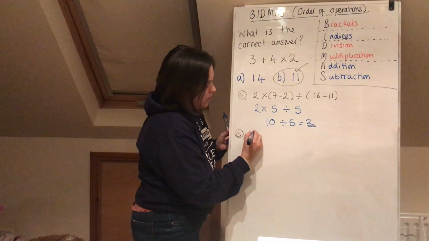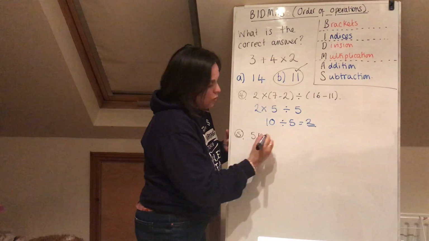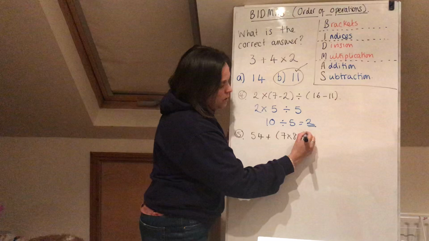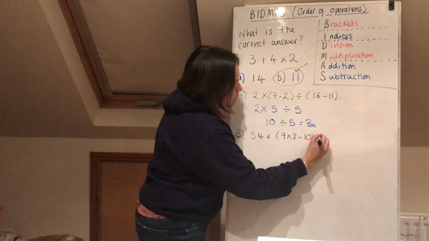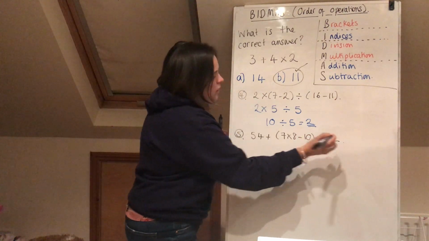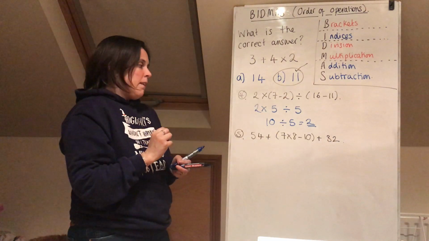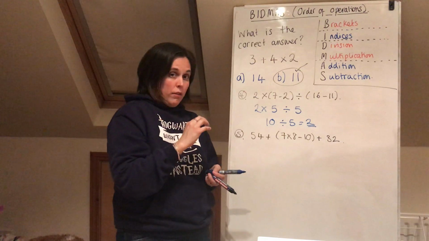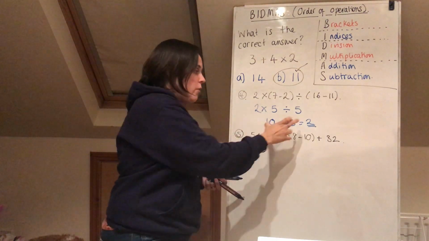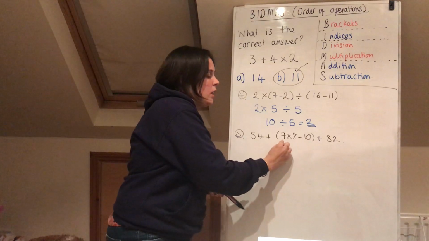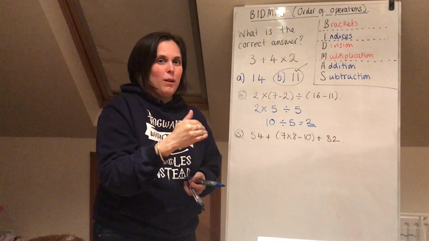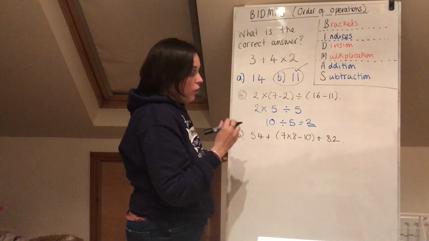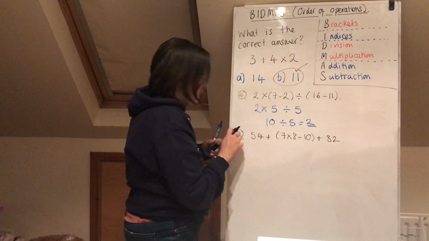Right, next one. Last question. 54 plus brackets 7 times 8 minus 10, close brackets, plus 32. Now what we've got in this question is we have brackets, but within the brackets we have to apply BIDMAS. Because although that has to happen first, within the brackets we've also got a multiply and a subtraction. So we must remember to apply BIDMAS. So obviously we need to calculate the bracket first.